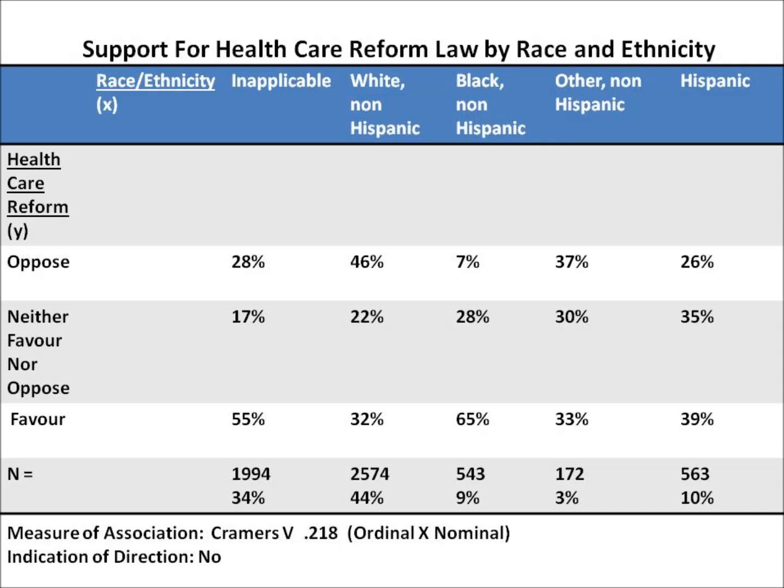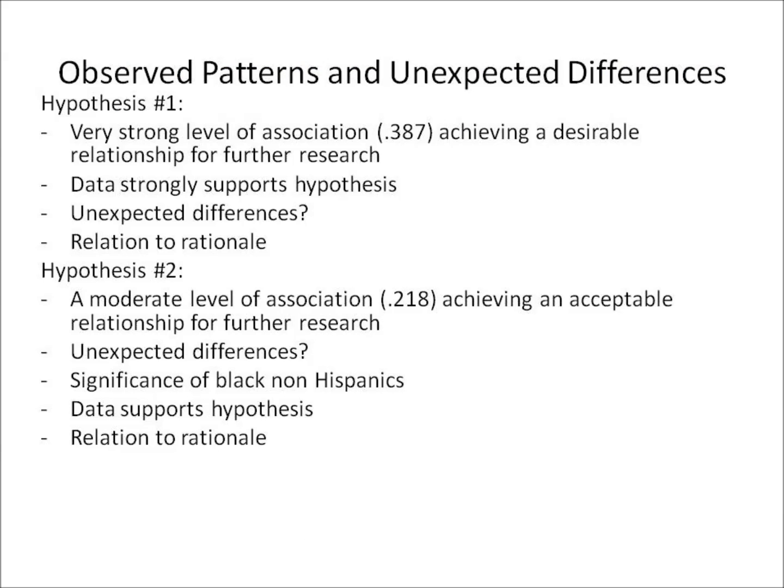The measure of association was 0.218, a value rendered by the calculation of Cramer's V, which indicates a moderate relationship between the variables. Referencing our hypothesis, we see a strong percentage of blacks favor healthcare reform, which indicates validity in our assertion. Again, both of our hypotheses show a desirable level of association between the variables, which suggests that further research into the nature of the topic would be appropriate.